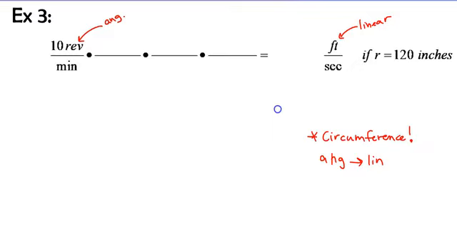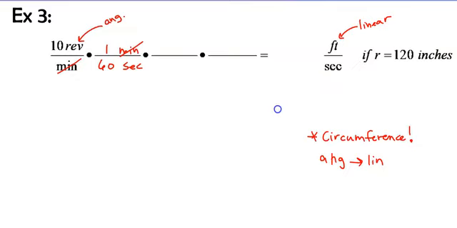But what I would do first is convert your time. So we're in minutes, we want to get to seconds. So we want to get rid of minutes, we want to end up in seconds. So there are 60 seconds in 1 minute. Our minutes can go away, and we're in our seconds, which is where we want to be. Okay, now we are trying to go from revolutions to feet.